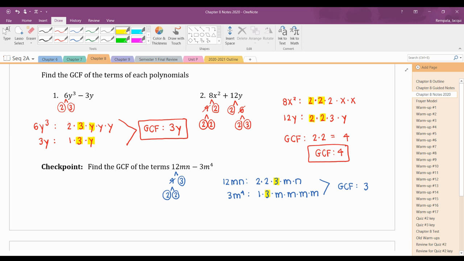If I look at my letters, I have an m on the top and I have an m on the bottom. My next letter is an n on the top, but there is no n on the bottom. I have more m's on the bottom, but I don't have any more m's on the top. So I only could highlight 1 pair of m's, so 1 m is also a part of my GCF, and that'd be my answer.